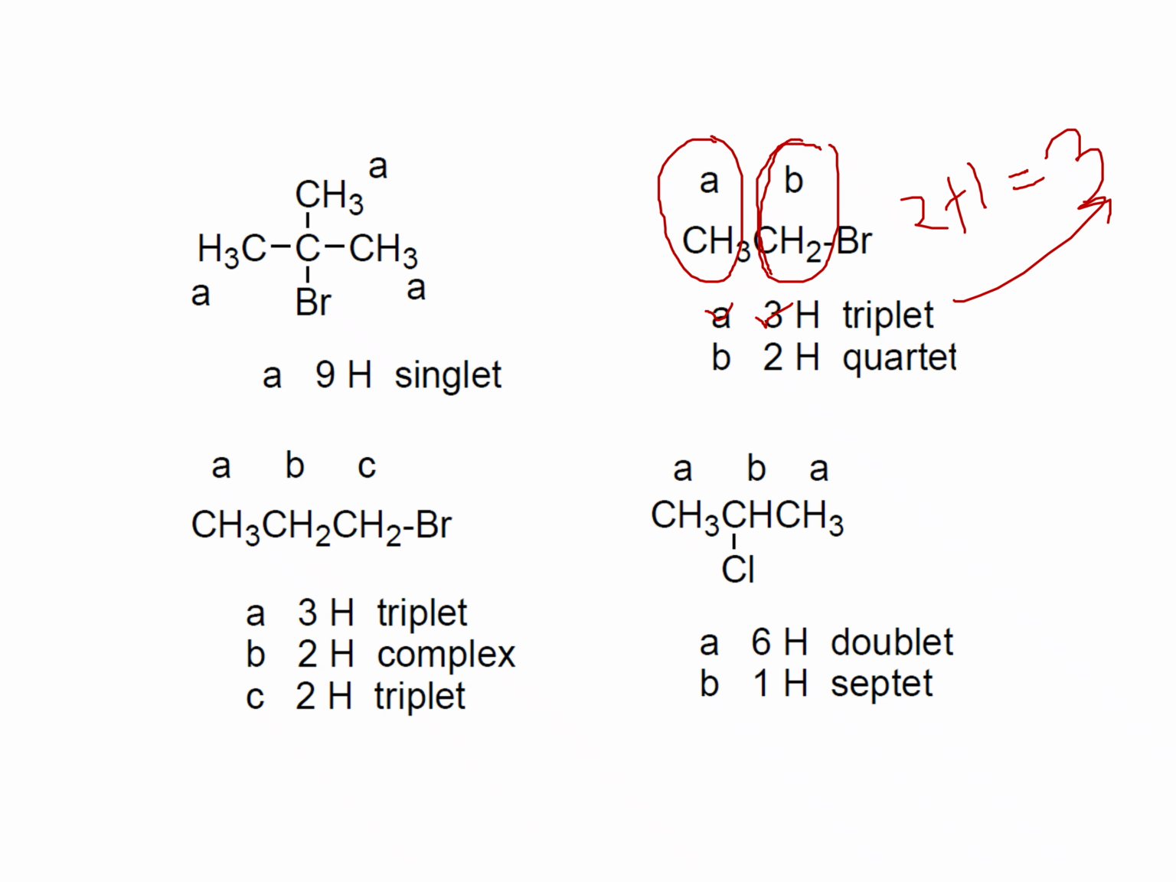Again, if we consider B, then we need to think about A for the splitting. So B is having 2 hydrogen, no problem. But how would the splitting be? Splitting would depend on the nearby carbon's hydrogen, that is 3. So 3 plus 1 is equal to what? It is equal to 4. 4 means what? 4 means quartet. So for B, your peak would be quartet.